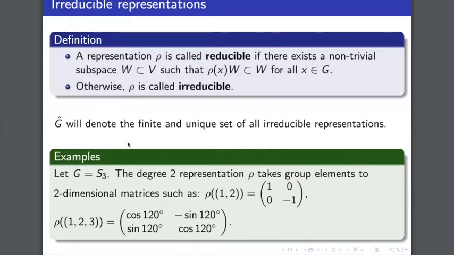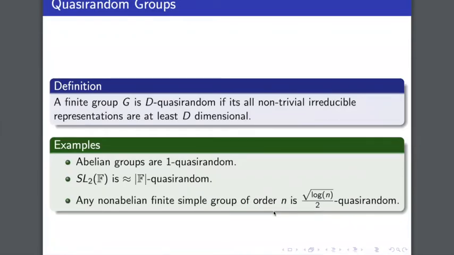Before we move on, here's an example of an irreducible representation. For the symmetry group S3, there is a degree 2 irreducible representation rho that takes group elements to two-dimensional matrices. For example, if we apply rho to the group element (1 2), it takes it to the matrix [[1, 0], [0, -1]]. Similarly, it takes other group elements to other matrices. So that's one example.